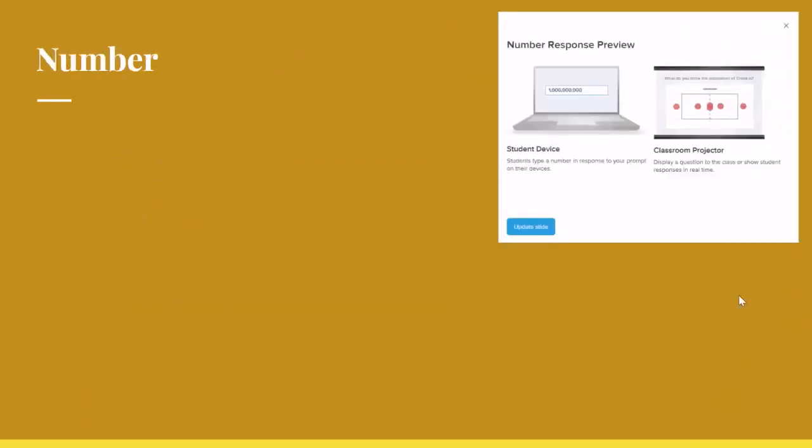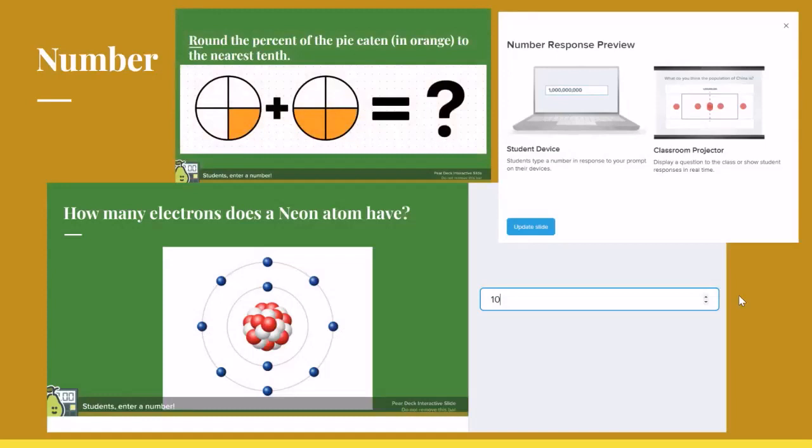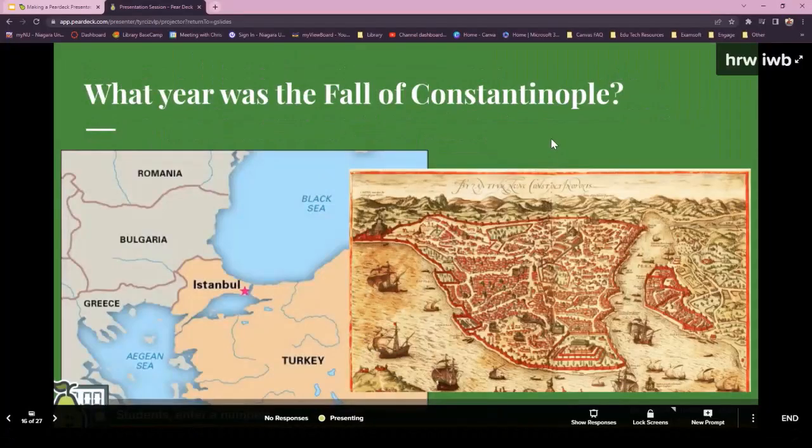Number is a great feature if you just want students to write out a number, a decimal, a fraction. So in this example, I'm telling them they're going to have to write in a number. So this is the view of a student. They would count up the amount of electrons, and they would write it in. So the number question doesn't always have to be a math question. In this one, what year was the fall of Constantinople?